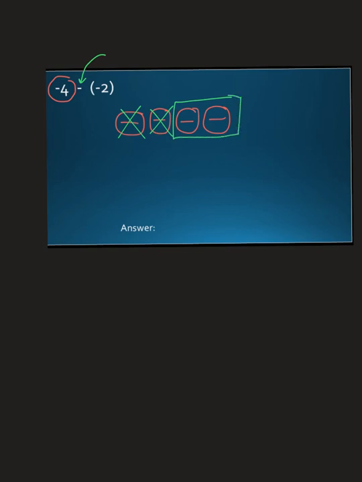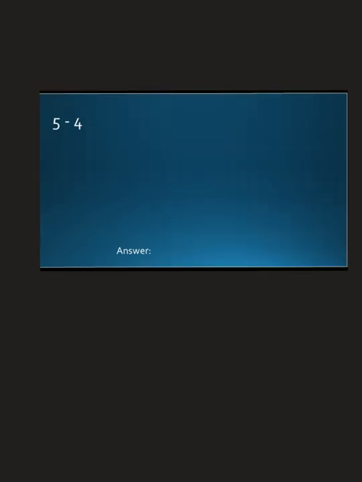All right, so for this first one, remember, first step is to show your first number. So I have -4 as my first number, so that would be 4 negative chips. So 1, 2, 3, 4, and I am subtracting -2. So I'm taking away 2 negatives. So I'm going to cross out 1, 2 negatives, and then the remaining chips are my answer. So my final answer here would be -2. So -4 minus 2 negatives would be -2. Let's take a look at the second one.